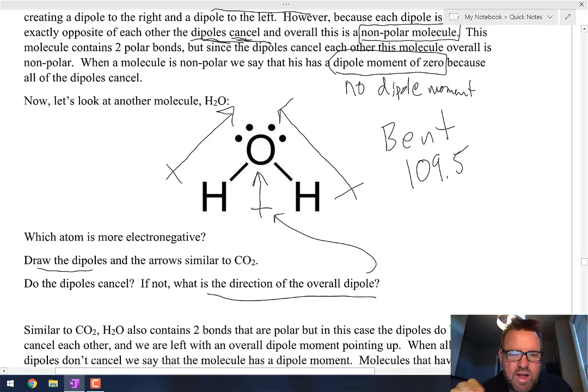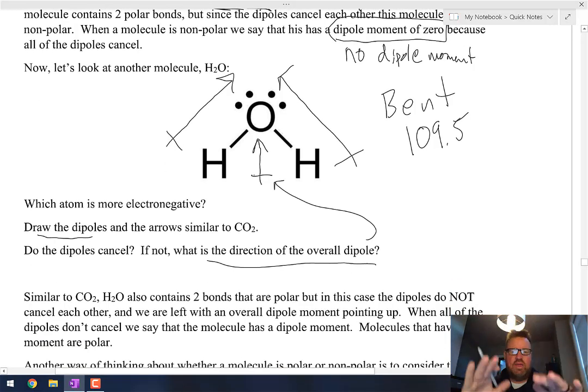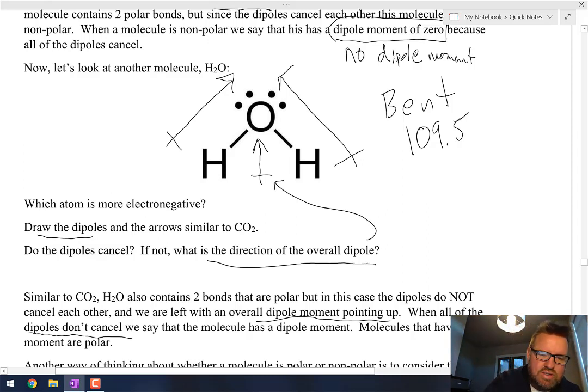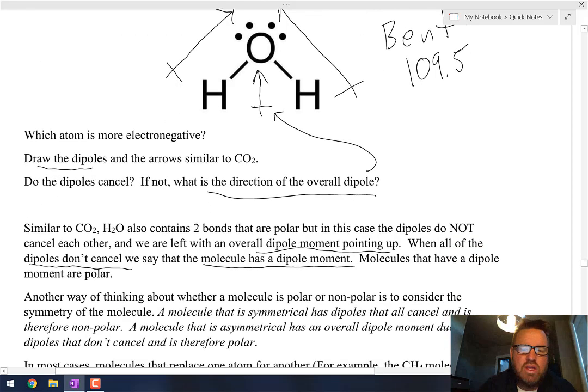Similar to carbon dioxide, water also contains two bonds that are polar. But because they are not opposite each other, they don't cancel each other out, and we are left with an overall dipole pointing up. So we would say that water does have a dipole moment. Okay, so when the dipoles don't cancel, we say that the molecule has a dipole moment, and molecules that have a dipole moment are polar.